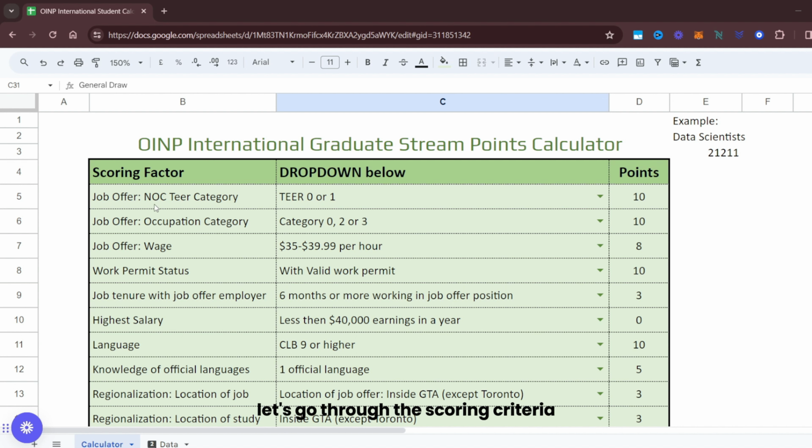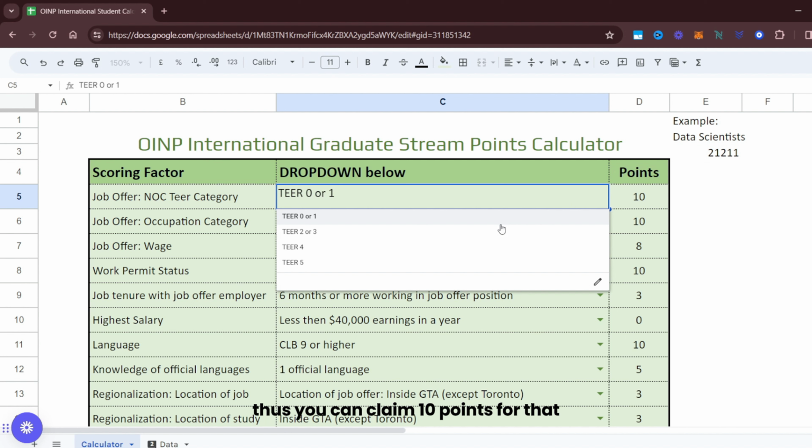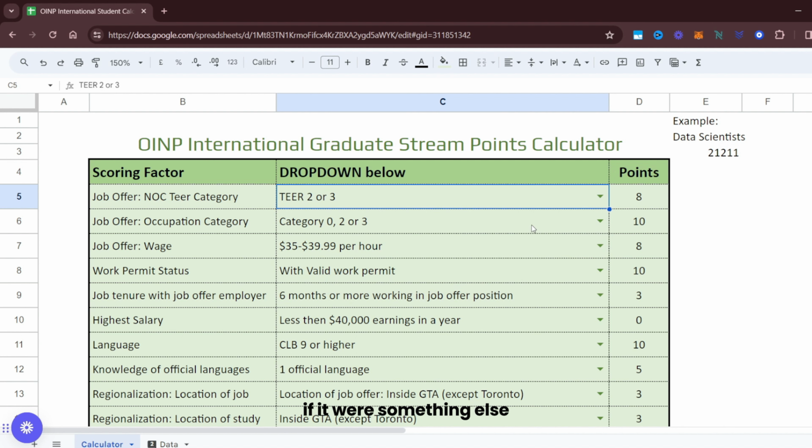Let's go through the scoring criteria. The NOC tier category of your job offer is the 2nd digit of your NOC tier code, which in this case is 1. Thus, you can claim 10 points for that. If it were something else, you would get fewer points.